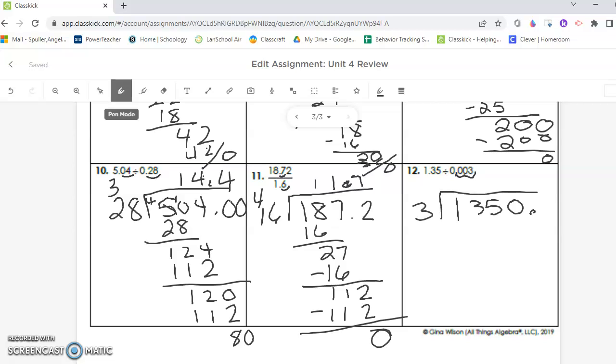Divided by 3. 3 goes into 13 4 times. That's 12. Subtract that, I get 1, bring down the 5. 3 goes into 15 5 times. That gives me 15. 0. I've got to bring my 0 down. Can't go into 0, so my answer is that.